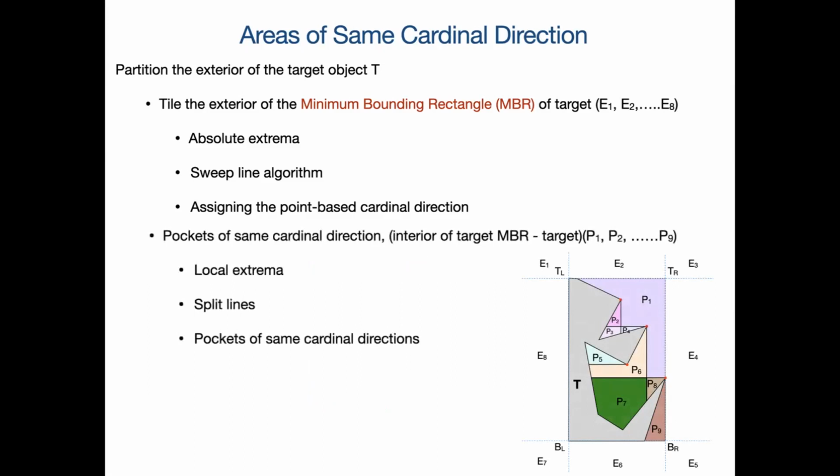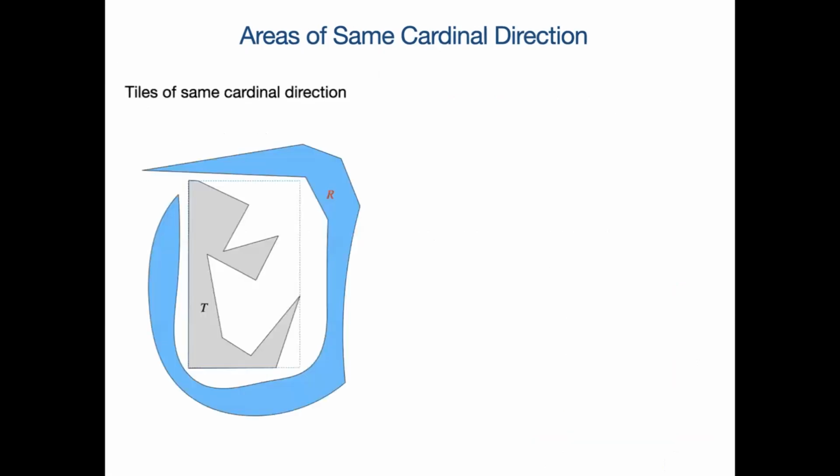Next, for the inside of the target area, we are considering the pockets of same cardinal directions. These are not rectangular tiles, these are pockets. It will depend on the shape of the object. It proves that yes, we are considering the shape of the target object. And here, especially, we are defining some local extrema points and split lines, and we will talk in detail about this process, how we are going to generate the tiles of same cardinal directions.